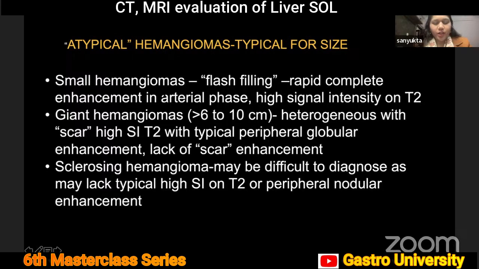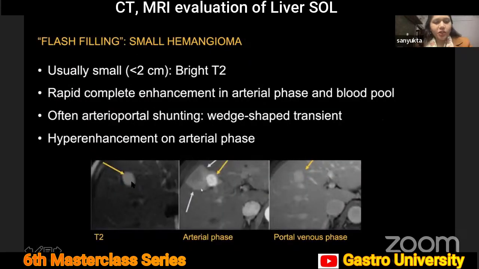Small hemangiomas can also be seen, but it is important as a sign of hemangioma. This is a rare one. So coming further, this was the flash filling hemangioma, a T2 very bright lesion. This is the third case, which we just saw. So this is arterial phase enhancement, and it persists as hyperenhancement.